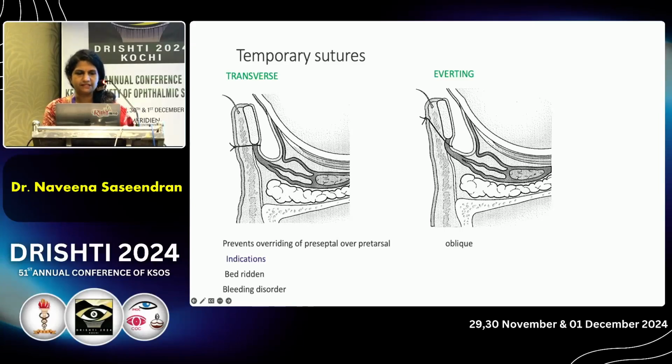patients having bleeding disorder. In transverse suture, the bite is taken from the conjunctival side just below the tarsal plate and it passes transversely and emerges at the skin side, and it is useful in case of spastic entropion. And in everting sutures, it will take care of the lower lid retractors, and also it will transfer the pull to the upper border of the tarsal plate.